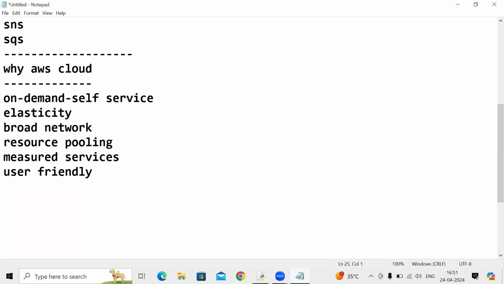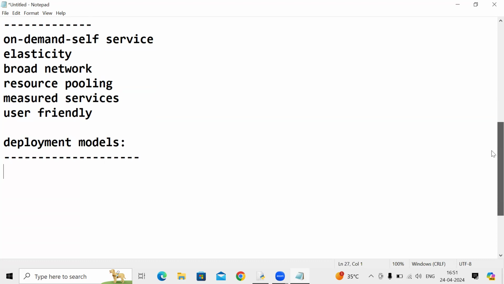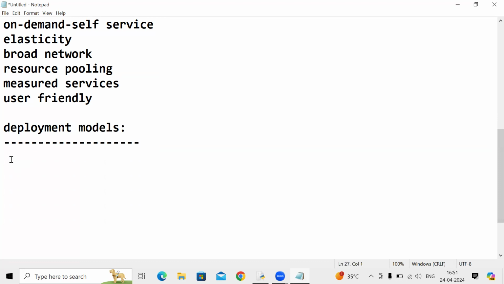Coming to deployment models, guys. In AWS, we have three deployment models. One is public cloud, one is private cloud, and one more is hybrid cloud, guys.